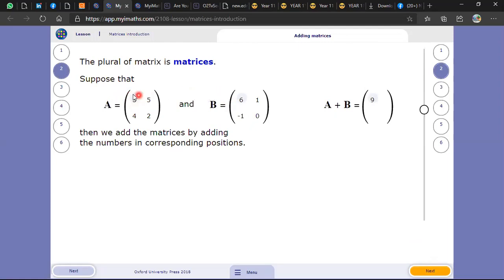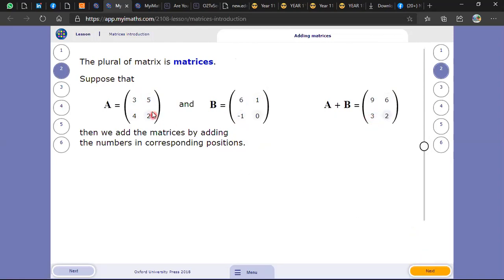You see that this number 3 and this number 6 are located in the same position. Those are the two numbers you must add, so 3 plus 6 will give you 9. Then moving on from there, you pick the next position, 5 right here, plus 1 in the same position, which gives us 6. The result, take note guys, is also written in that same position in the addition matrix. Next, you have to add 4 in this position to minus 1 in that position, in the same position. So 4 plus minus 1 is actually 4 minus 1, which will give us 3, and the result is written in that same position.